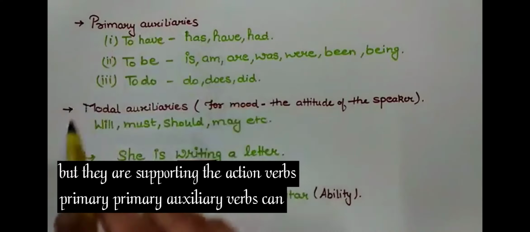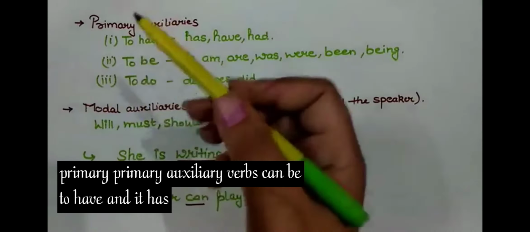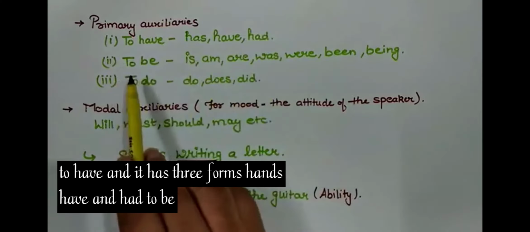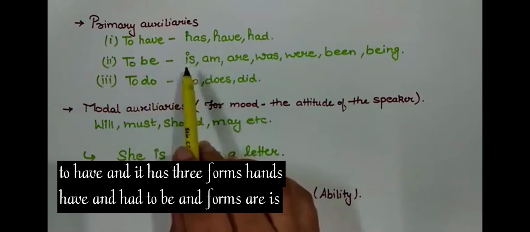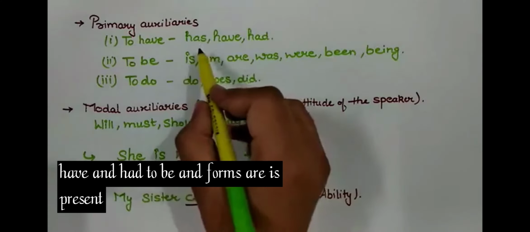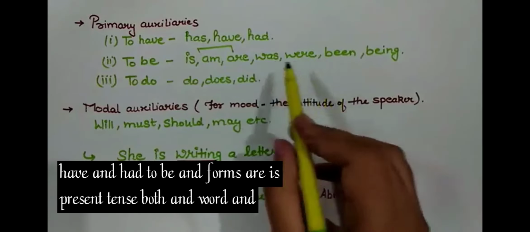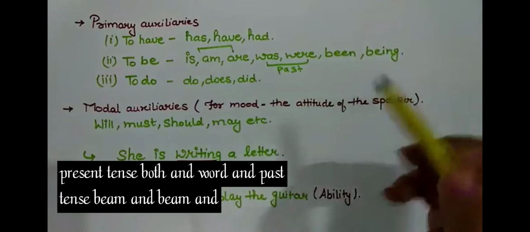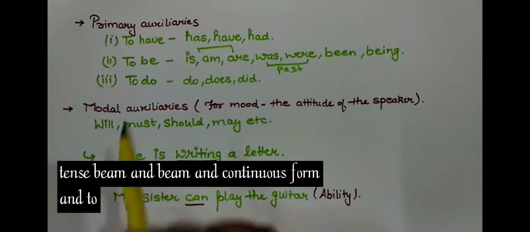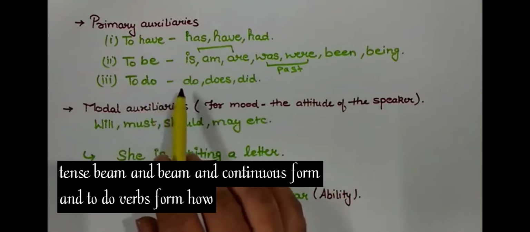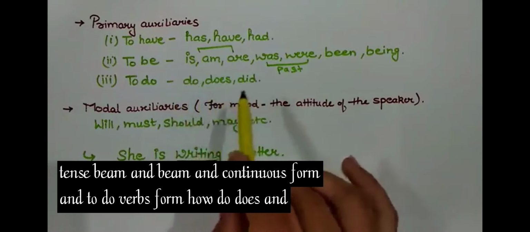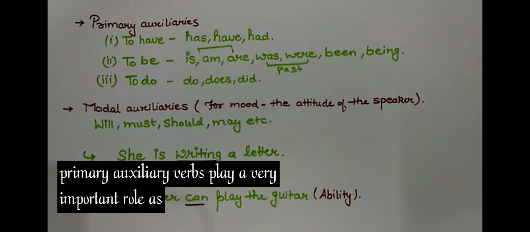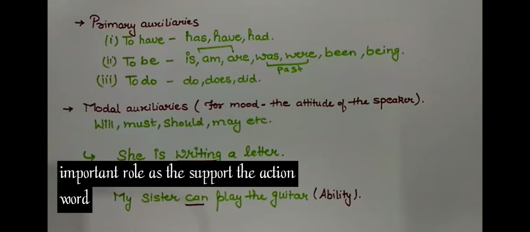Primary auxiliary verbs can be to have, and it has three forms: has, have and had. To be, and forms are is, am, are in present tense, was and were in past tense, been and being in continuous form. And to do, whose forms are do, does and did. Primary auxiliary verbs play a very important role as they support the action words.